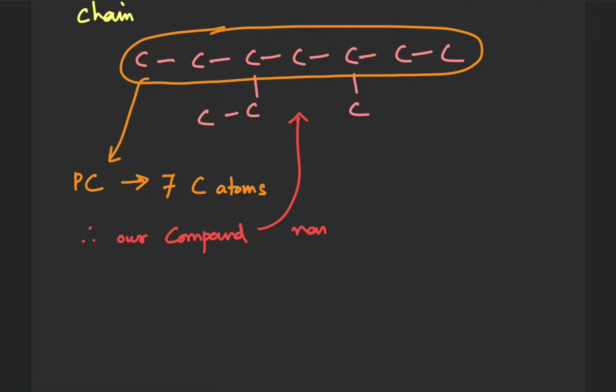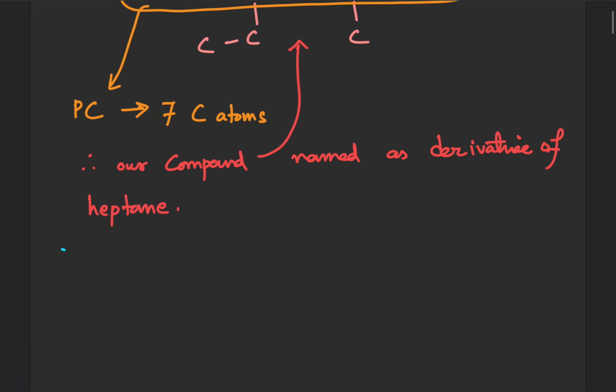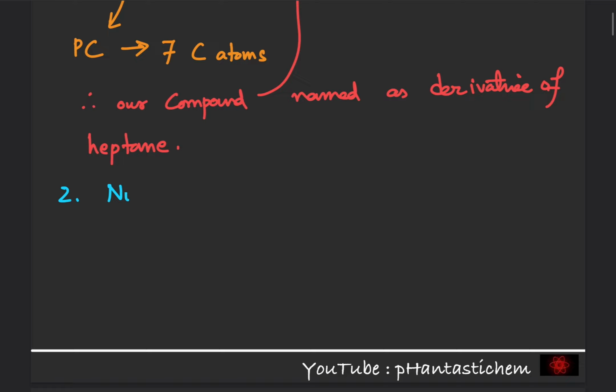Our compound is named as a derivative of heptane. Good. Obviously, because there are 7 carbon atoms in the parent chain. Okay, the second step is to number the carbon atoms of the parent chain, obviously starting from an end which gives the lowest possible number to the carbon atom carrying the substituent. Important.